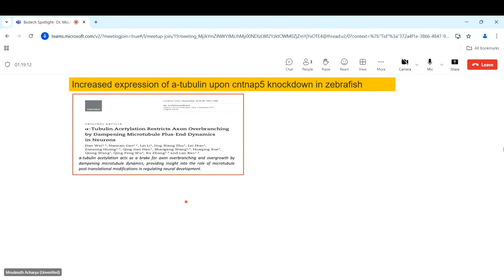Next, we have looked at a very interesting phenomenon. Before going into that, let me first explain what alpha tubulin acetylation is. Alpha tubulin acetylation restricts axon overbranching by dampening microtubule plus end dynamics in neurons. This is a paper published in 2018. So this acetylation acts as a brake for axon overbranching and overgrowth by dampening these microtubule dynamics. This is totally related to neurodegeneration, the tubulin acetylation.